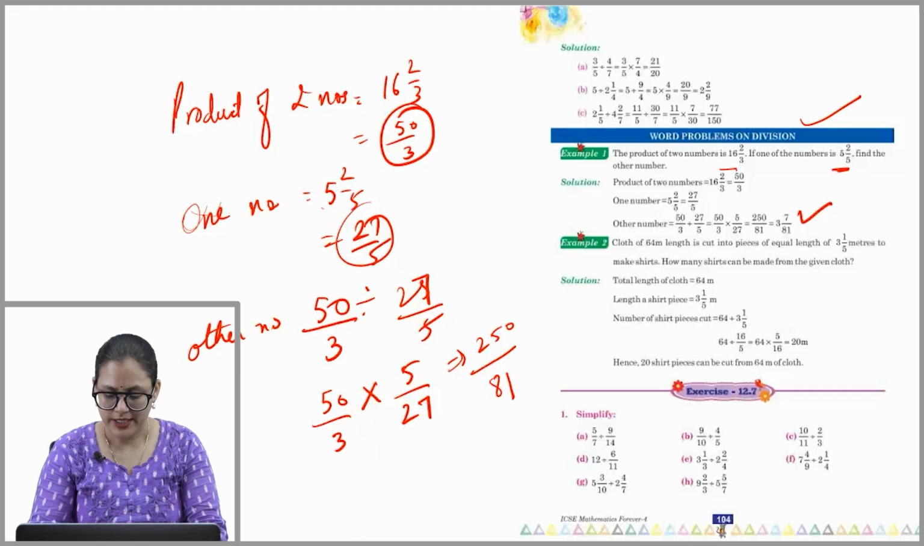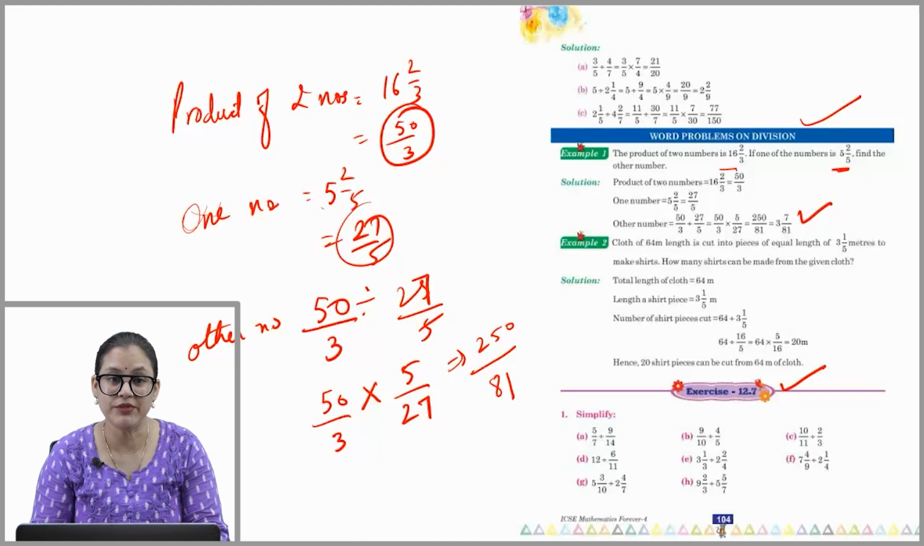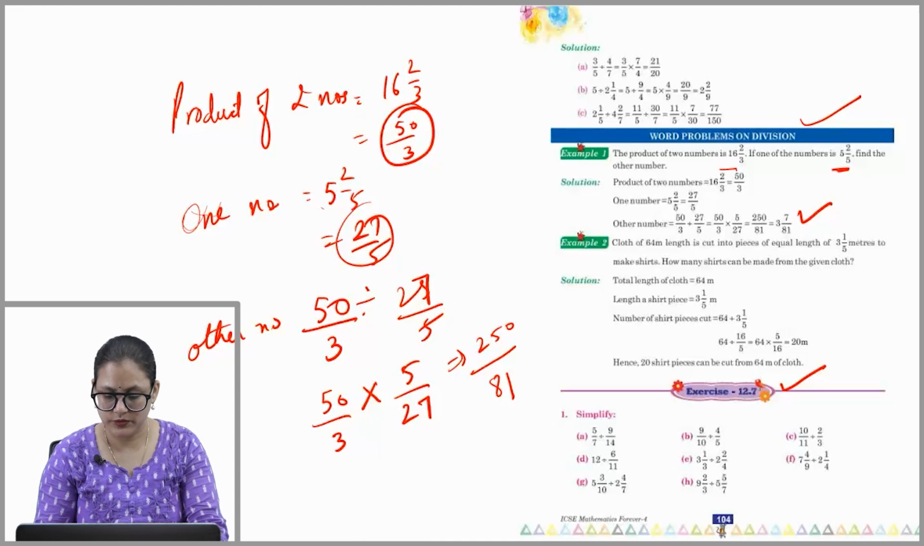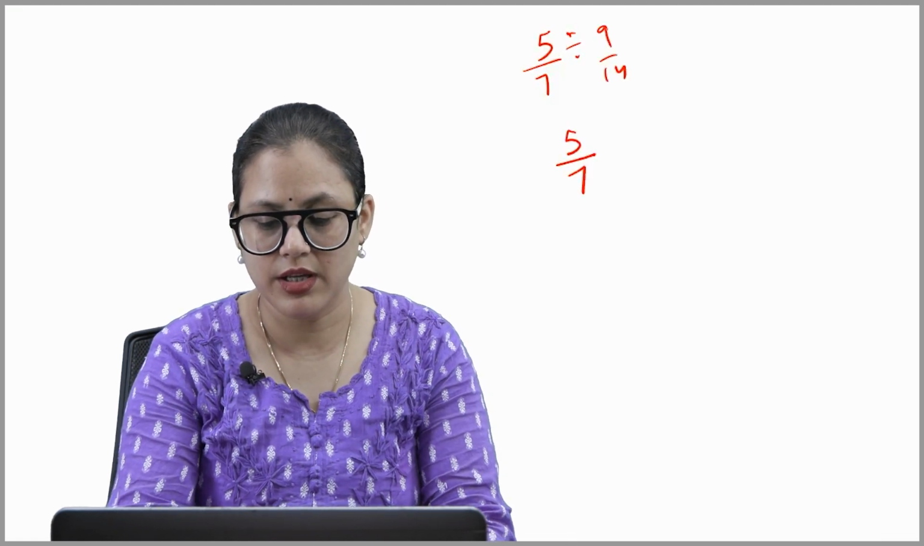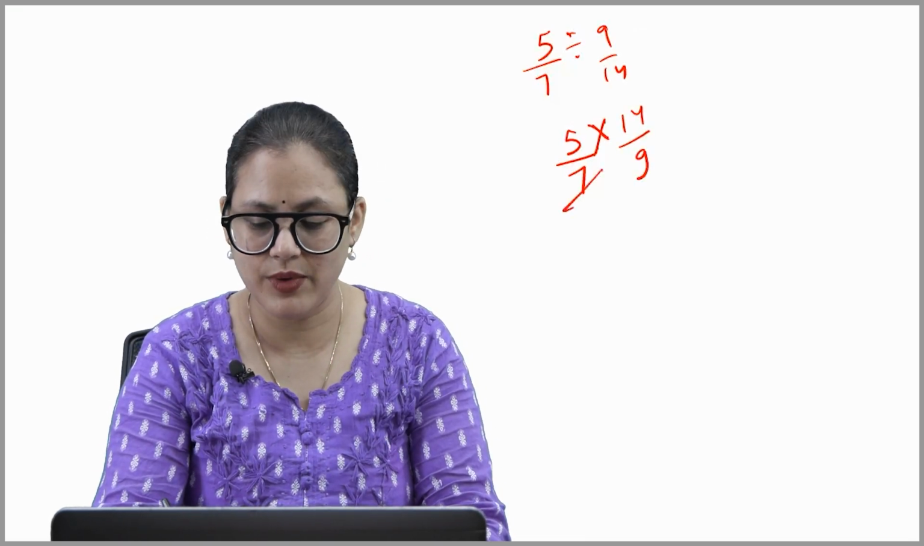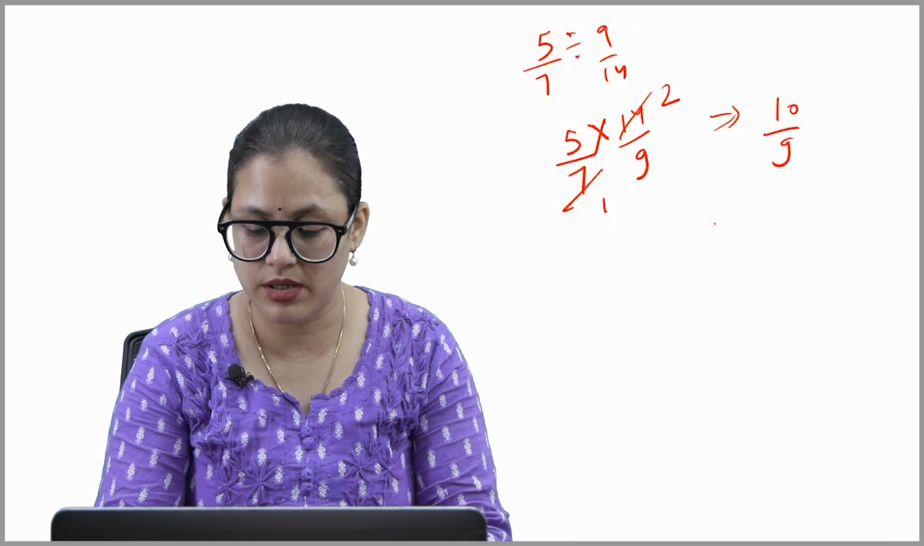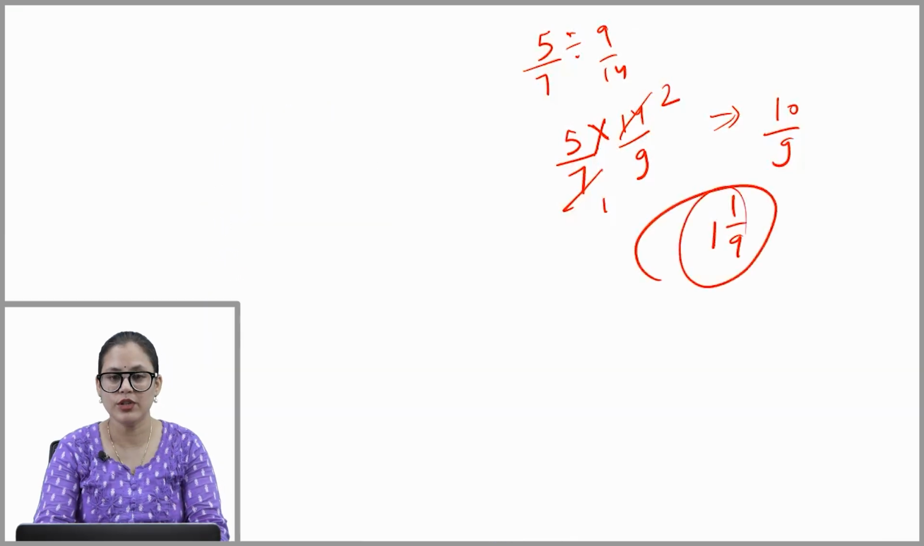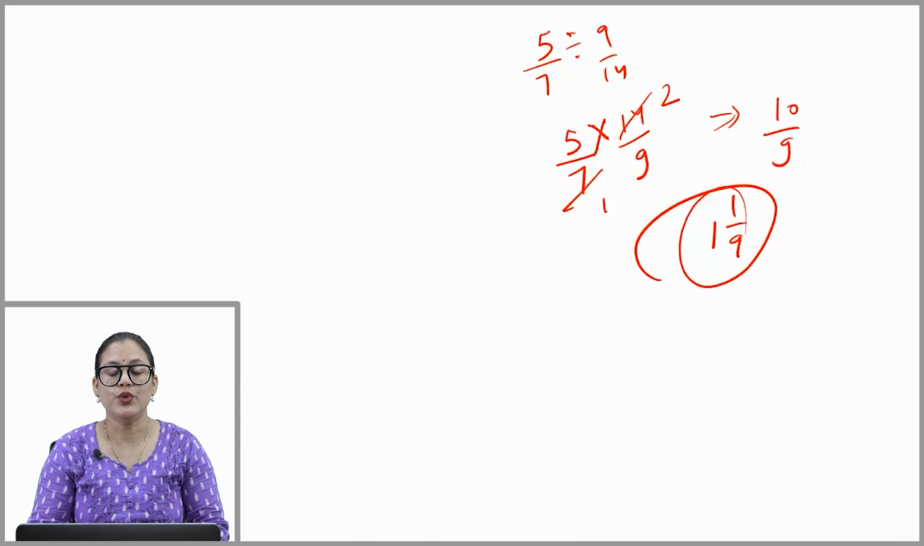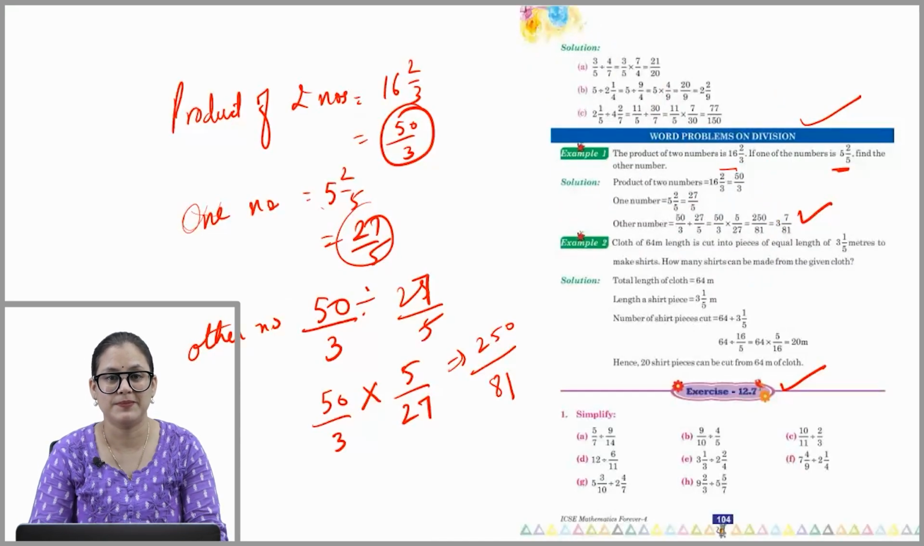Let's do exercise 12.7. Simplify: 5 by 7 divided by 9 by 14. So 5 by 7, and we will take the reciprocal of this fraction but put the sign of multiplication, 14 by 9. 7 ones are 7, 7 twos are 14. 5 twos are 10 by 9, and now you can convert it into a mixed number, 1 whole 1 by 9. Okay students, so this is the answer, and now you will practice the remaining questions.